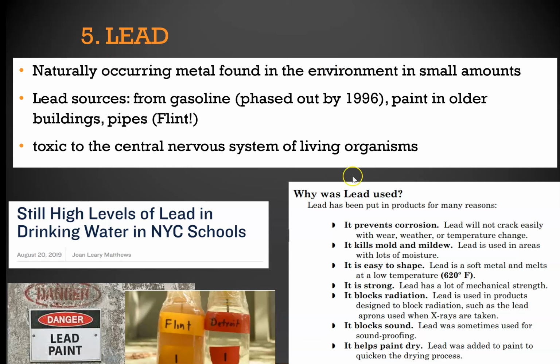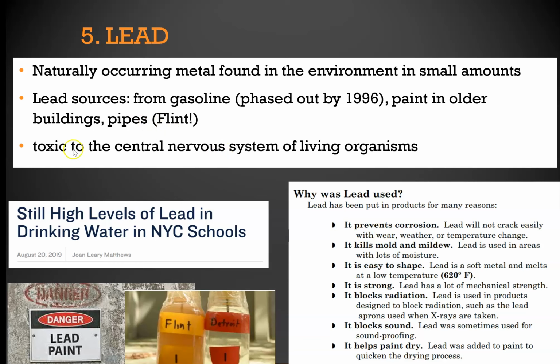So you might be wondering, why are we using lead? Why were we using lead in so many products? And there are a number of reasons. Lead has a number of properties that are beneficial. It's strong, it can block out sounds, it helps paint dry, and it can even prevent corrosion or wear. So that's why it is used in paints and pipes and things like that.